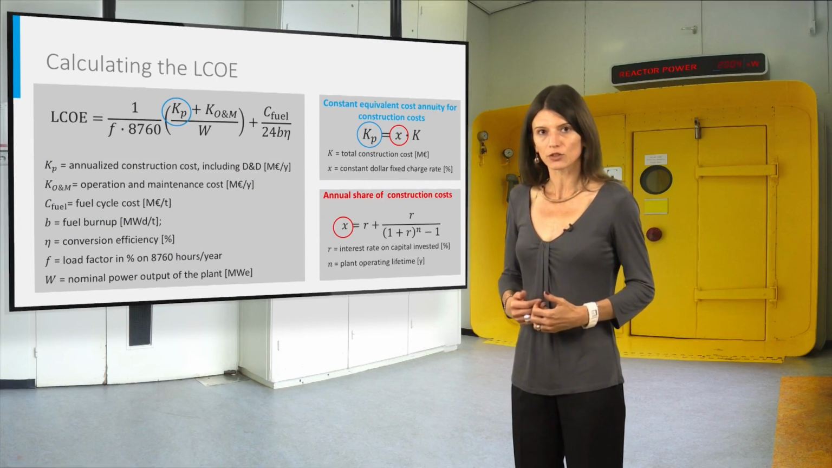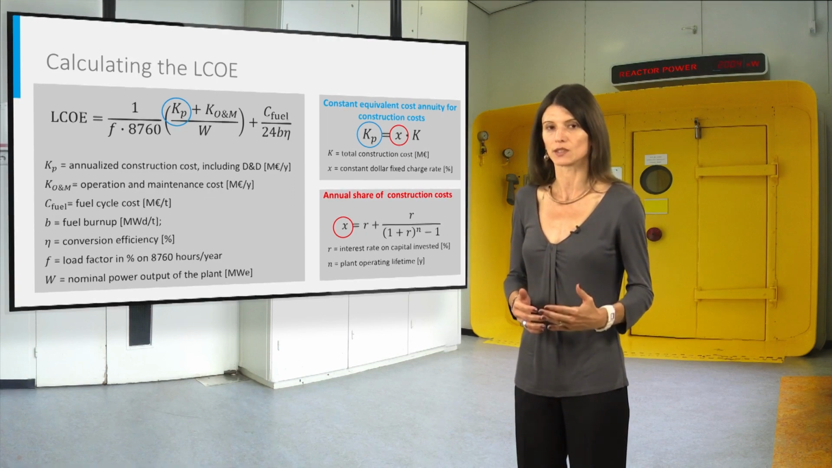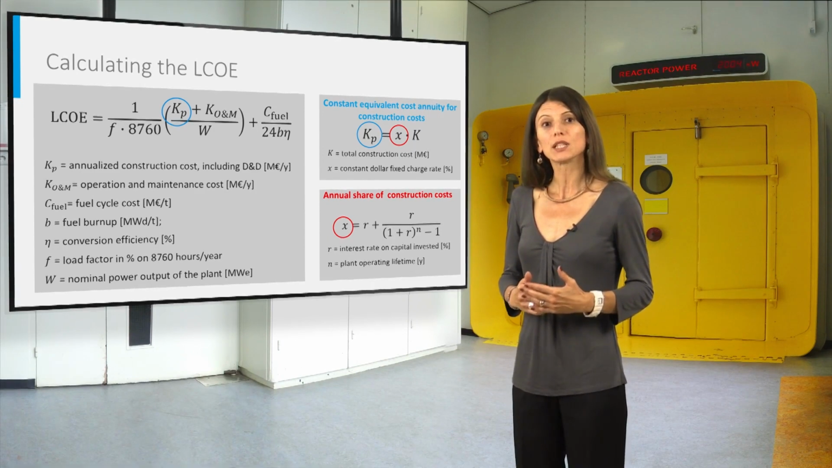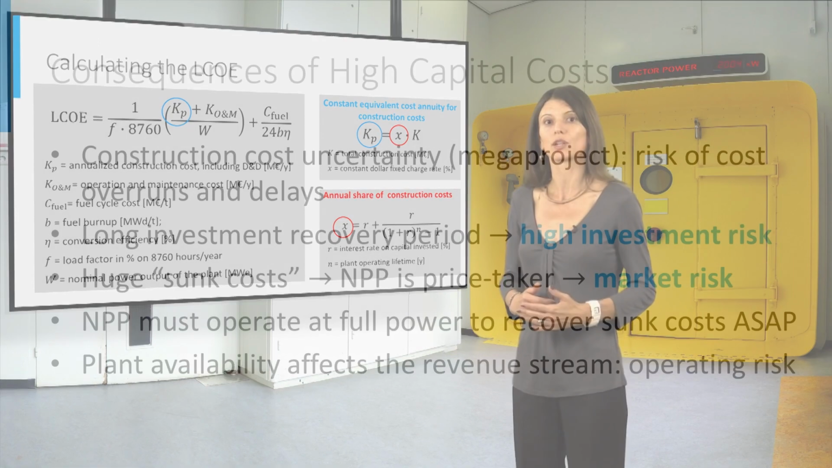The LCOE may be calculated without a DCF approach, as the lump sum of all the cost components annualized: construction, operation, decontamination and decommissioning, fuel. A constant equivalent cost annuity is calculated and divided by an average annual electricity output in megawatt hours. The LCOE can be viewed as the minimum constant electricity price that covers all the costs and breaks even the project. In this case, the cost of capital and the decontamination and decommissioning are accounted in the construction cost component.